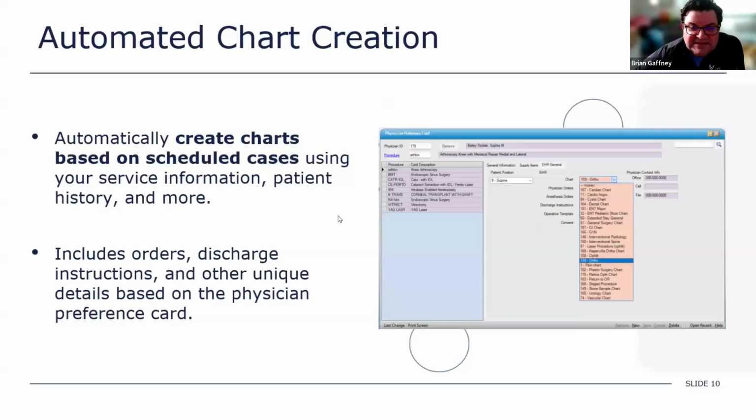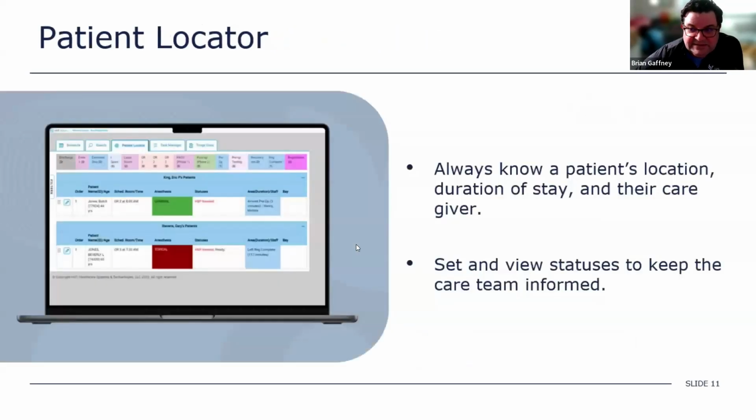The charts get automatically created based off those scheduled cases. And then the nice thing is you can go in there, look at the chart, make any changes. If there's implants that you're using for this specific case that weren't on the preference card, the physician can look through their orders. Everything can be done there digitally as opposed to chasing down a stack of paper.